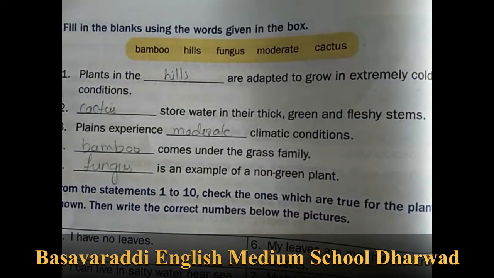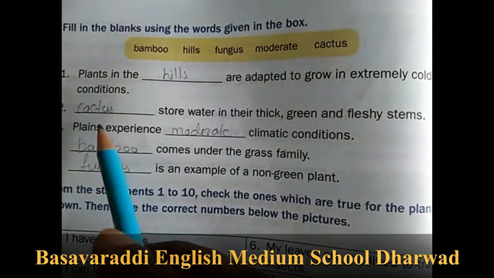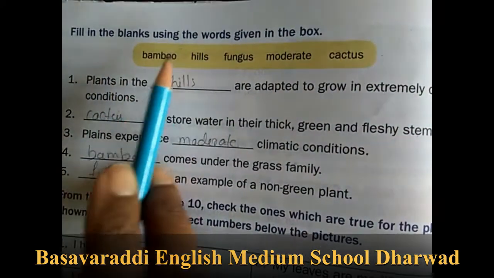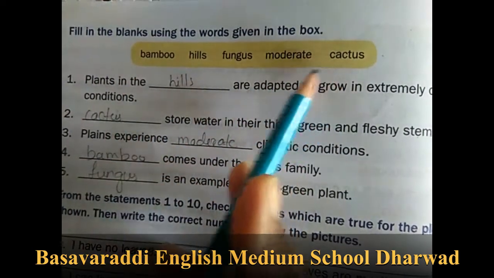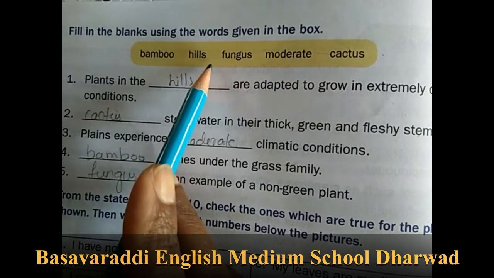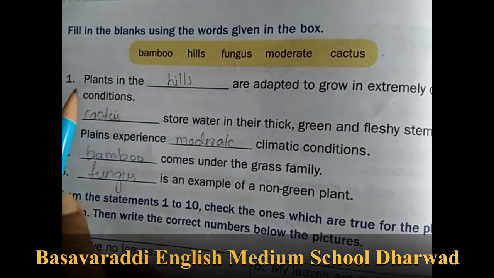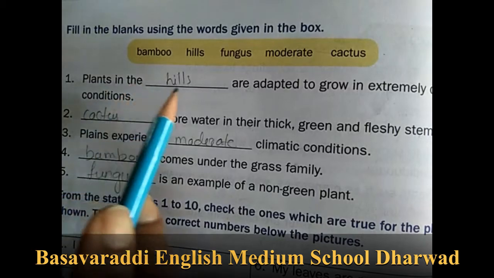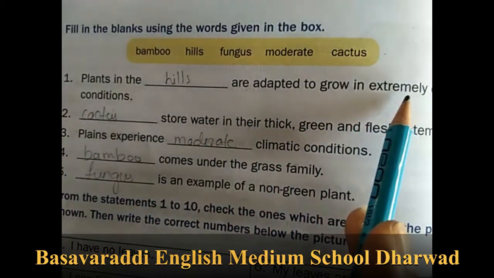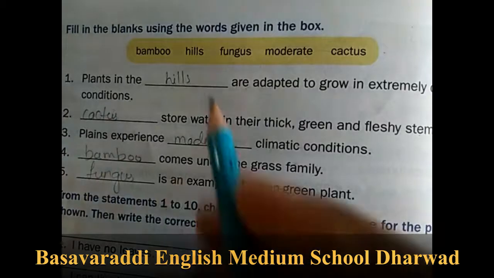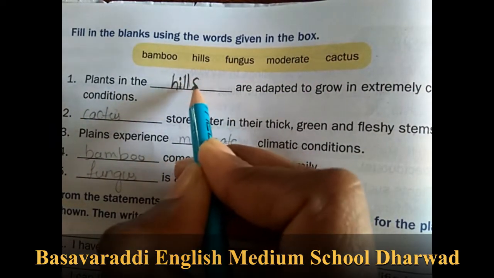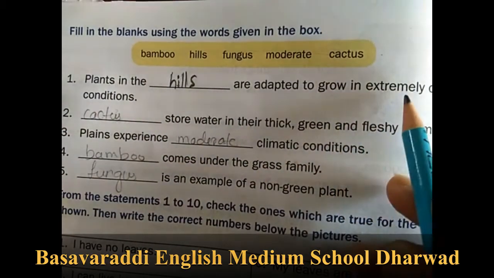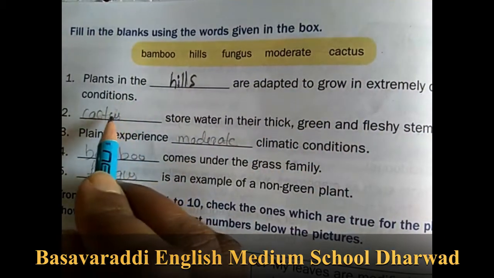Next, the fill in the blanks. The second question B, fill in the blanks using the words given in the box. In the box, there are 5 words. We have to choose the correct one and fill in the provided place. First one, plants in the dash are adapted to grow in extremely cold conditions. The answer is hills. The plants in the hills are adapted to grow in extremely cold conditions.